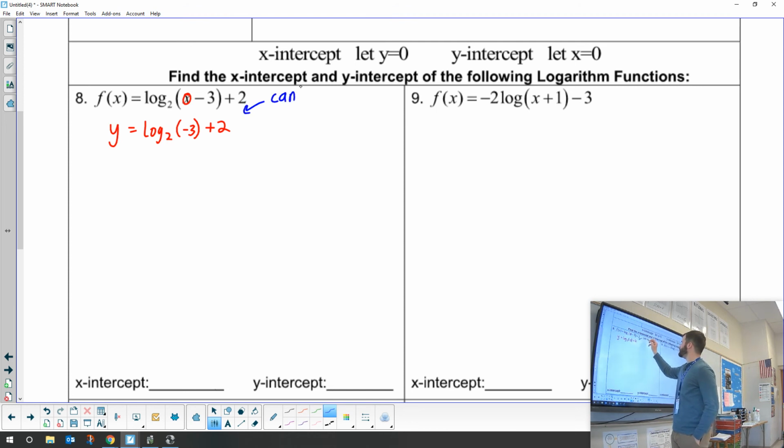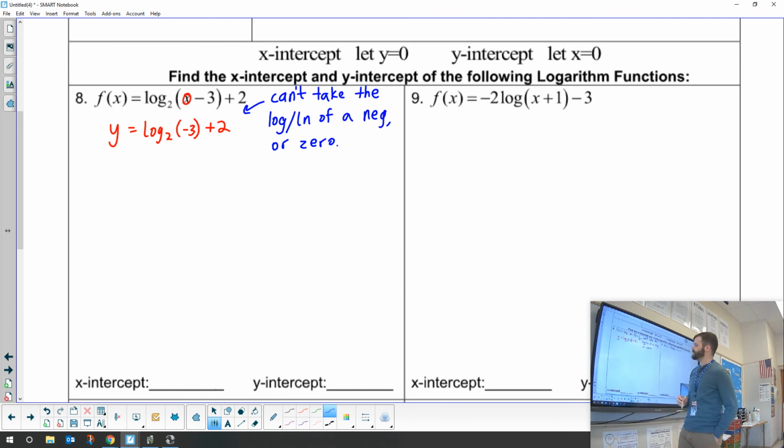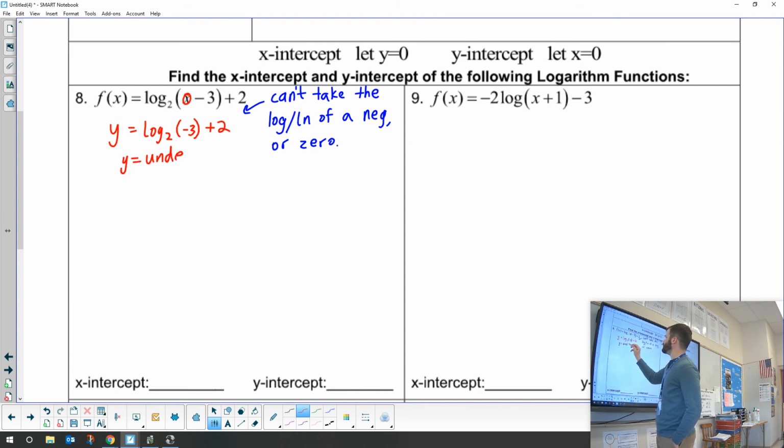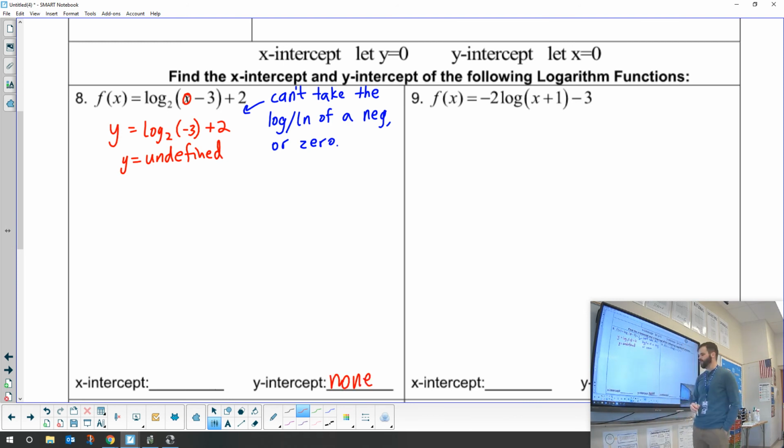We can't take the log or natural log of a negative or 0. Okay, so that's important. Can't take the log or natural log of a negative or 0. So this one is y equals undefined. If I plug this into my calculator, I get an undefined pop-up. And so that means that I do not have a y-intercept on this one. So that's what we do for our y-intercept.